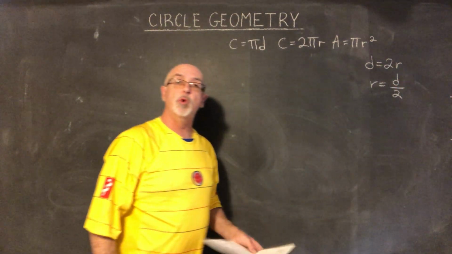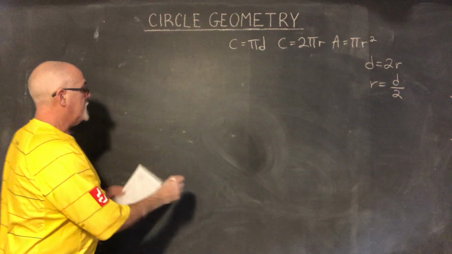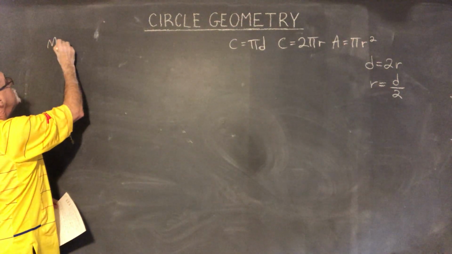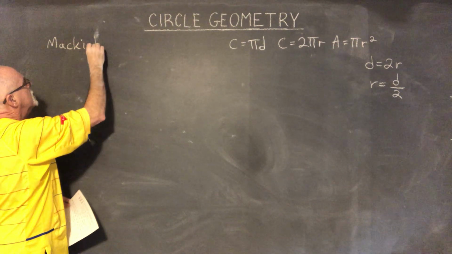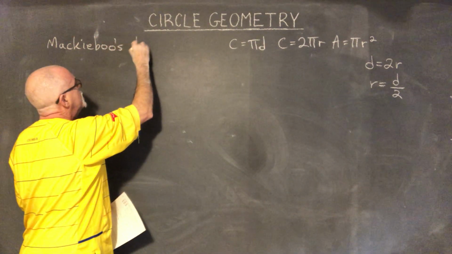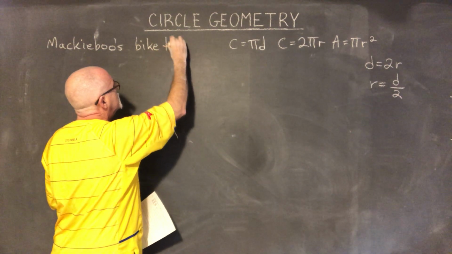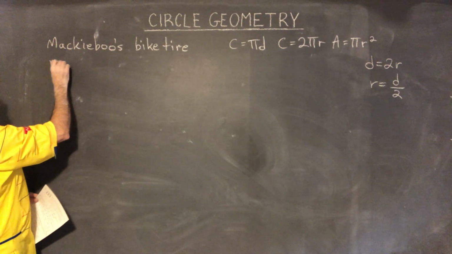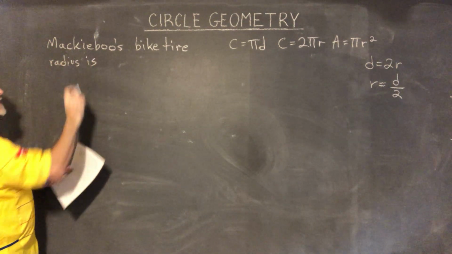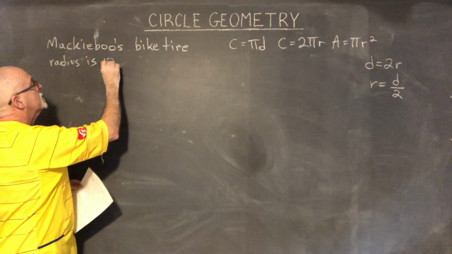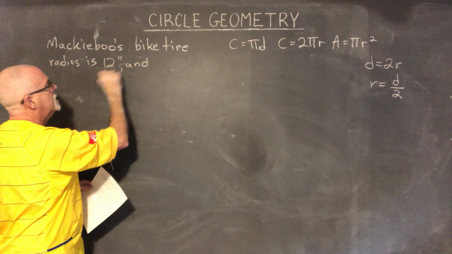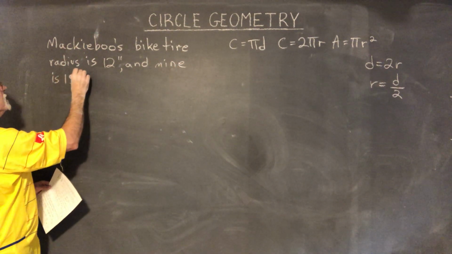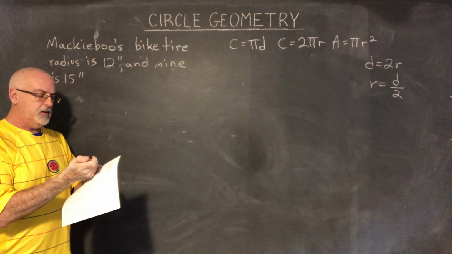Okay, Makiboo. Makiboo is a person. Makiboo's bike tire radius, I want to get way over here so that I can fit this. Makiboo. Bike tire radius. That's messy, whatever. Radius is 12 inches. And mine, comma, and mine is 15 inches. So you could guess that Makiboo is smaller than me.